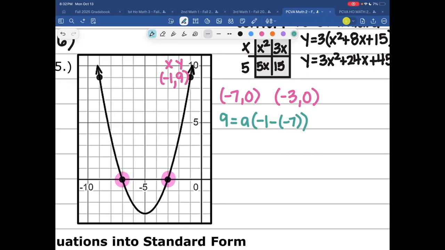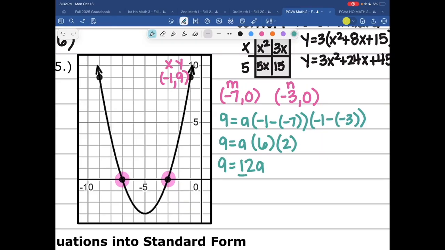And then we have an x value of -1 minus -7, which is my m. So again, just to be clear, this is my m, this is my n, because those are where it crosses the x-axis. And then we have -1 minus -3. And if you've gotten the pattern where you can just realize that the negative is going to be plus, then do that. So I'm going to simplify here. So a is going to be a times 6 and then times 2. So I have 12a once I simplify, and 9 and 12 are both divisible by 3. So we have a equals 3/4.